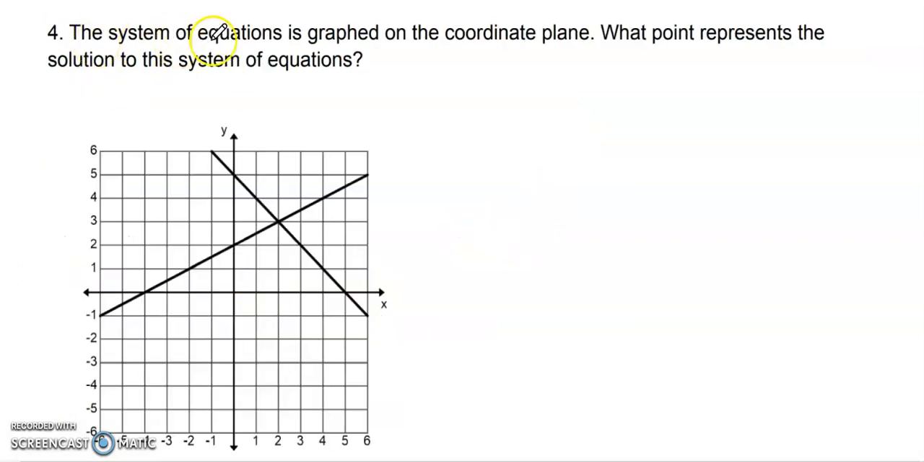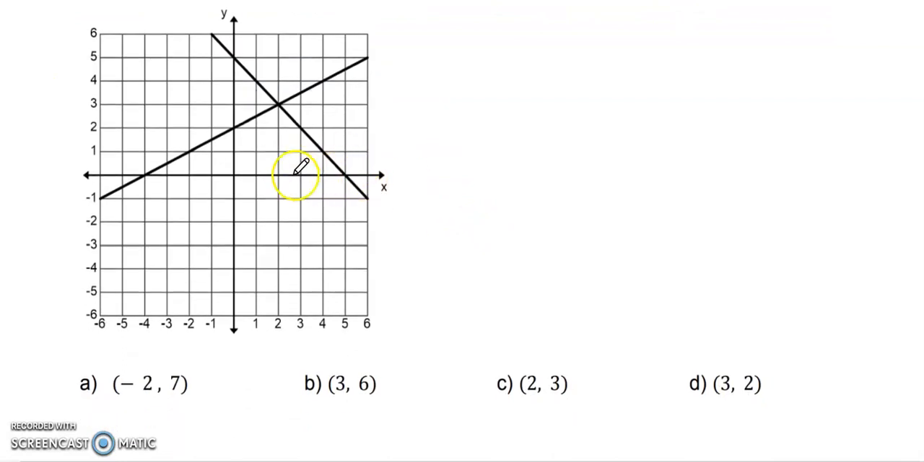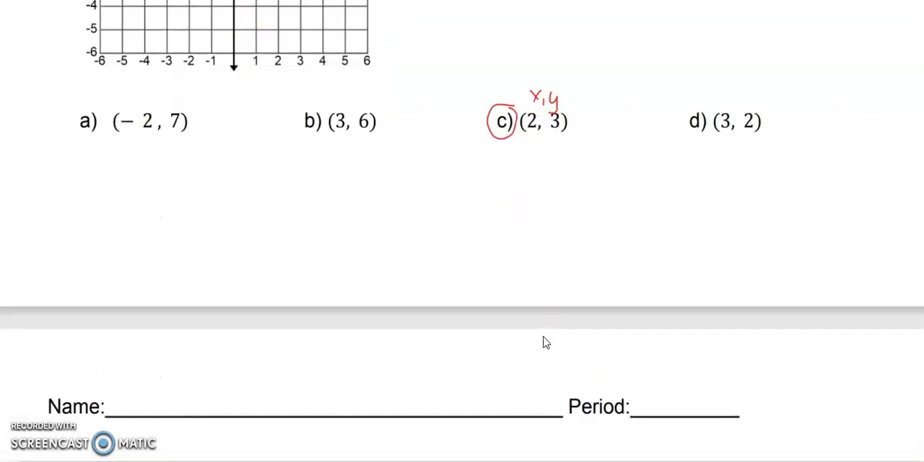All right, number 4 said the system of equations is graphed on the coordinate plane. What point represents the solution to the system of equations? So if I'm looking at my x-axis, I'm looking where the 2 points intersect, and on the x-axis, that's going to happen at 2. So my x value to this solution is going to be 2. And then if I look at the y-axis, my y value is going to be 3. So that's going to be answer C. Remember that my solution is x comma y. This is a pretty easy one. We've talked a lot in our class about this. All right, let's go ahead and look at number 5.